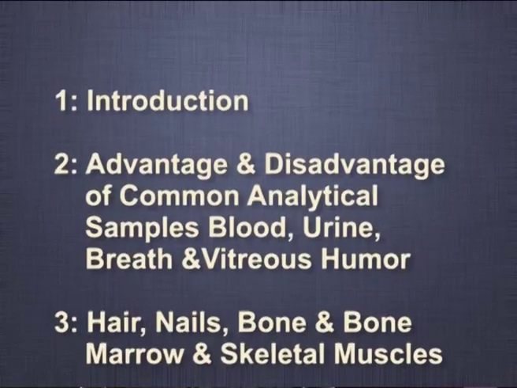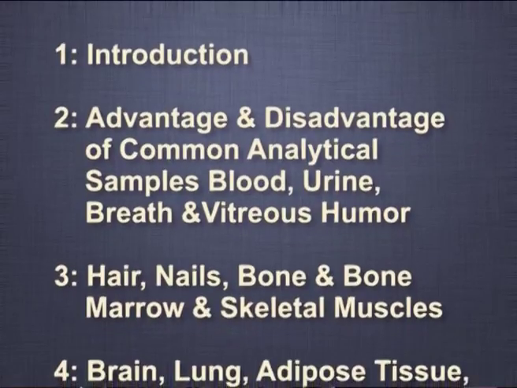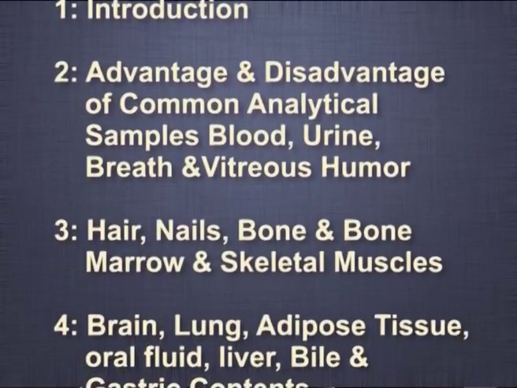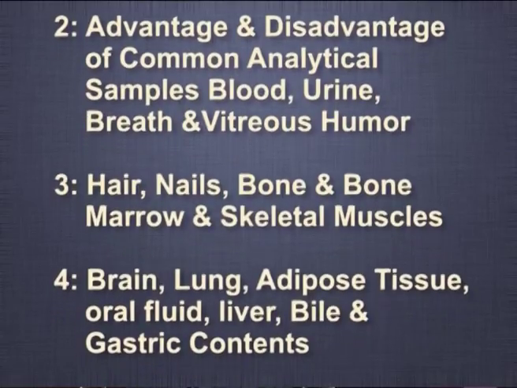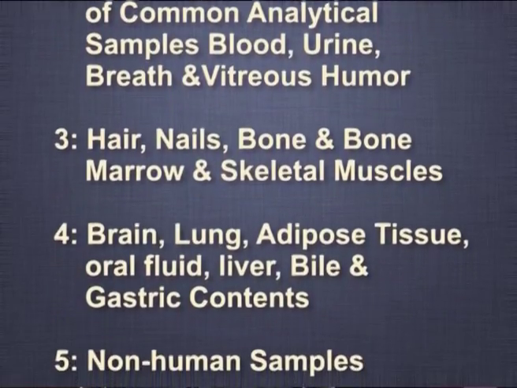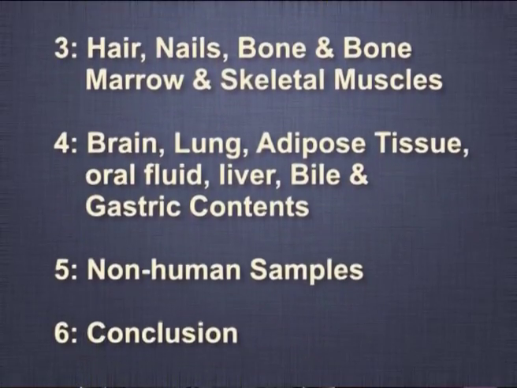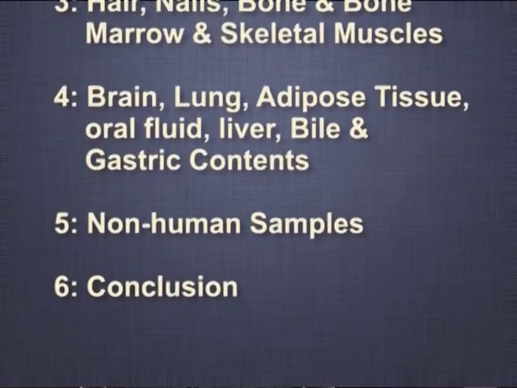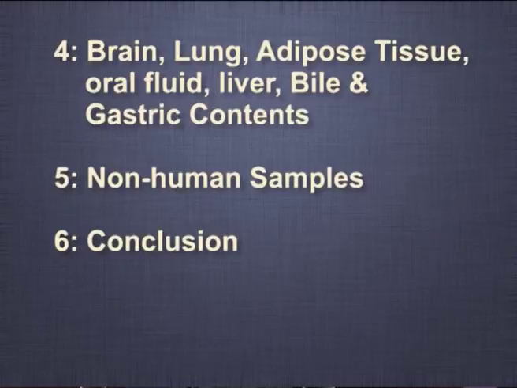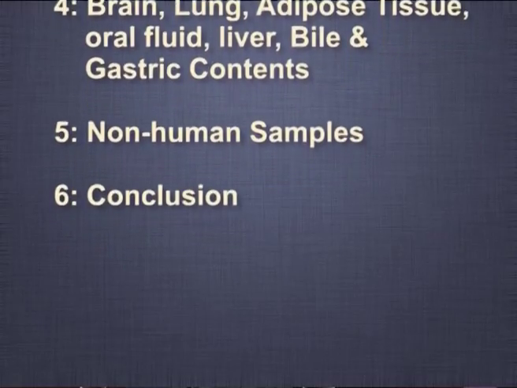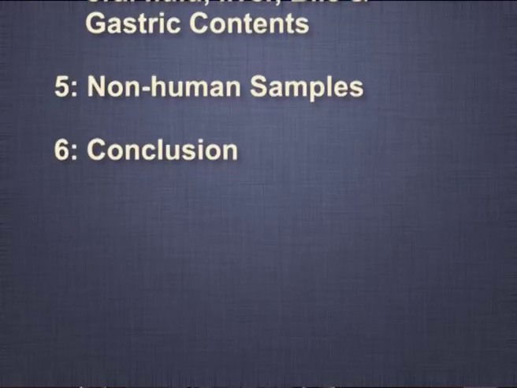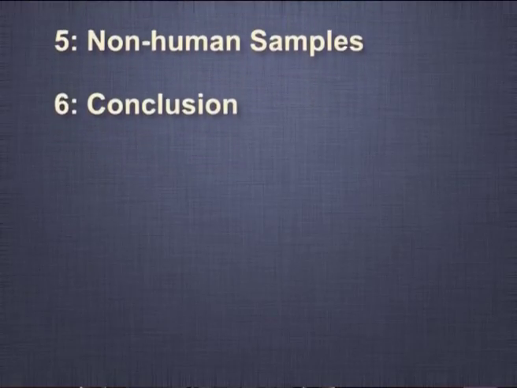So let's start our discussion by taking a look at what we are going to learn today. Today's lecture is divided into 6 modules. Obviously, Module 1 and Module 6 will be our introduction and conclusion. Module 2 will be advantages and disadvantages of common analytical samples, that is blood, urine, breath, vitreous humor. Module 3, hair, nails, bone and bone marrow, skeletal muscles also. Module 4 will be lungs, brain, adipose tissues, oral fluid, liver, bile and gastric content. Module 5, non-human samples.